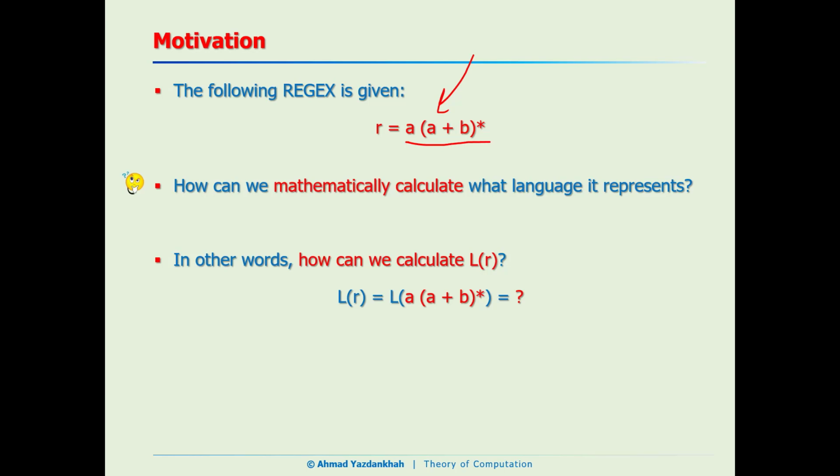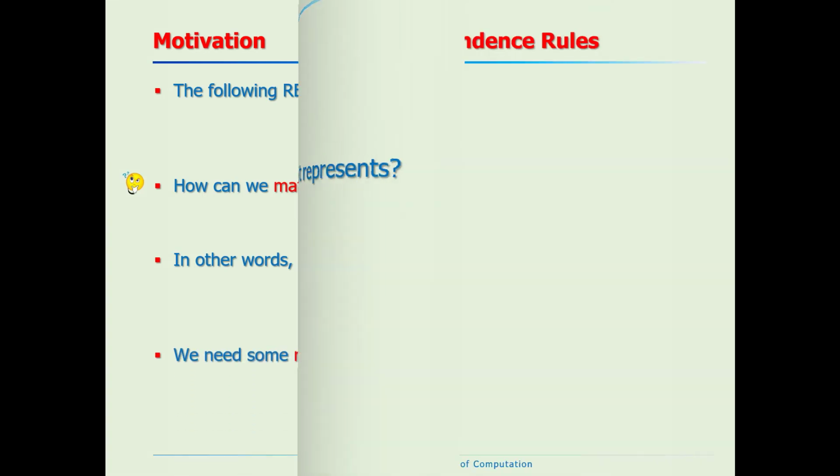That would be a fun and very useful thing, right? So if we have the regex, we need to be able to mathematically calculate what language it is representing. Let's say that L of R is the operator that we are looking for, the language for R. In fact, we are looking for the result of this calculation. To be able to do that, we would need some mathematical rules.